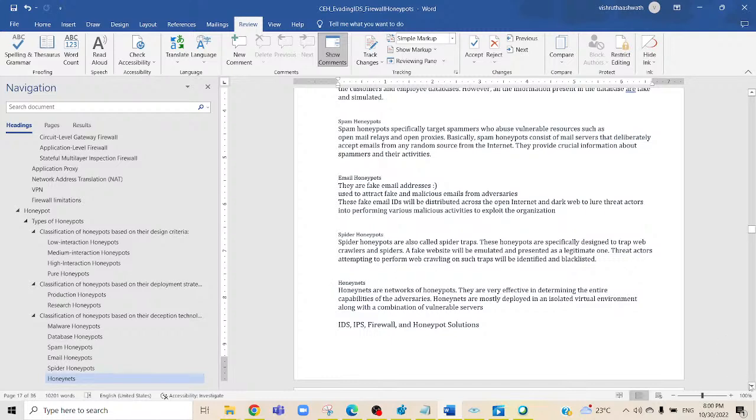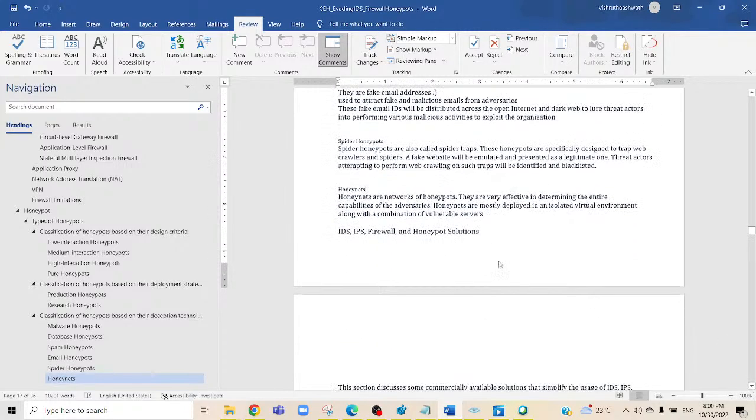Honeynets. Honeynets are networks of honeypots. They are very effective in determining the entire capabilities of the adversaries. Honeynets are mostly deployed in an isolated virtual environment along with a combination of vulnerable servers.